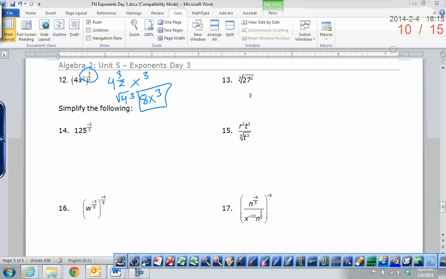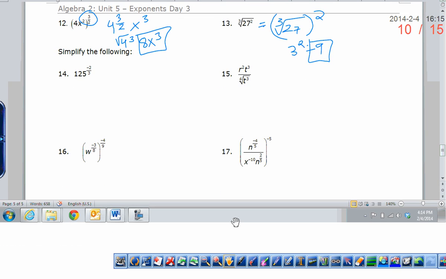Number 13. I could rewrite this as the cube root of 27 all squared. Well, 27 is 3 times 3 times 3. So the cube root of 27 will be 3. 3 squared is, boom, 9. We'll skip 14, we'll skip 15. Let's go 16 and 17.